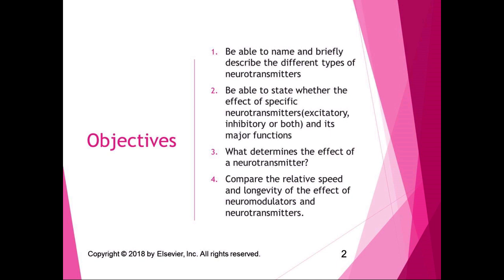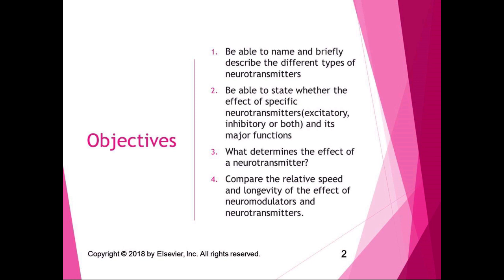I want you to know what determines the effect of a neurotransmitter. A lot of these neurochemicals can act as neurotransmitters, they can act as neuromodulators, they can be excitatory, they can be inhibitory, and their effect changes depending on where they bind. If they bind to a certain kind of receptor, they're going to have a certain effect. If they bind to a different kind of receptor, they're going to have a different effect. So the neurotransmitter itself doesn't determine what its function is. It's where it binds that determines its effect.